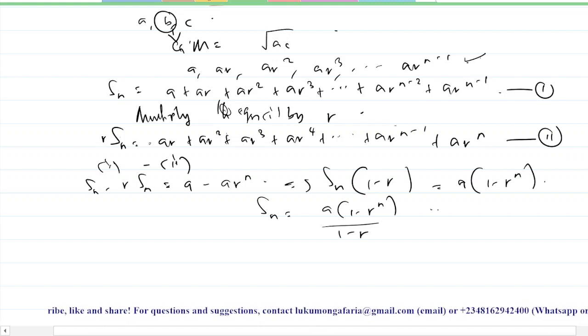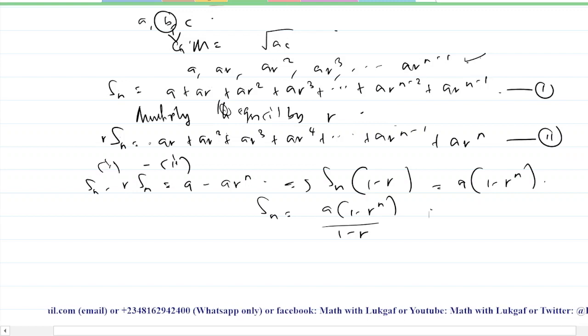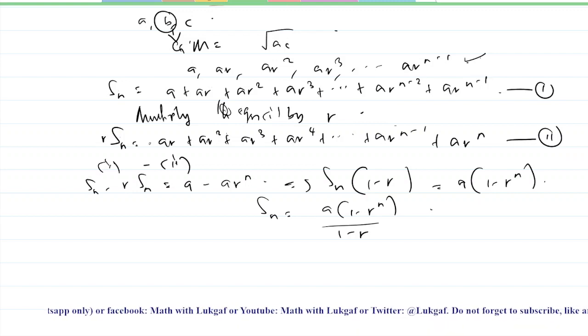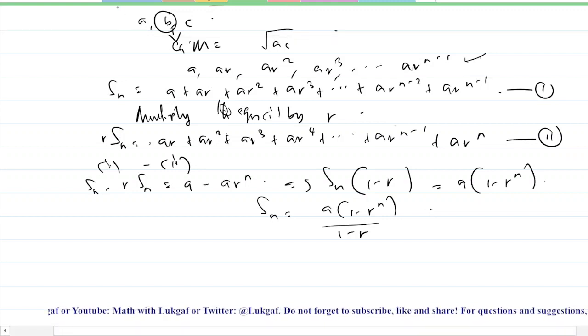This is the formula you can use for the sum of a geometric sequence, where A is the first term, R is the common ratio, and n is the number of terms.